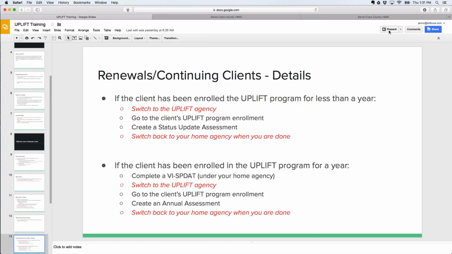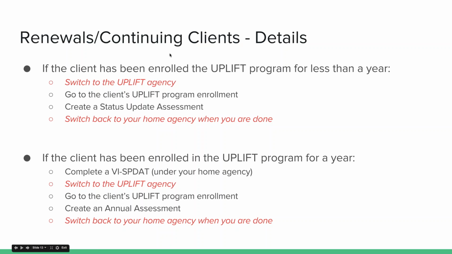So to recap, for continuing clients with an open UPLIFT program enrollment, if they've been enrolled in UPLIFT for less than a year, you're going to switch to the UPLIFT agency. You're going to go to the program enrollment, and you're going to create a status update assessment. If the client has been in the program for a year, or it's their anniversary of being enrolled in the program, you're going to complete a VI SPDAT for them. You're going to go to the UPLIFT agency, to the client's UPLIFT program enrollment, and you're going to create an annual assessment for them.